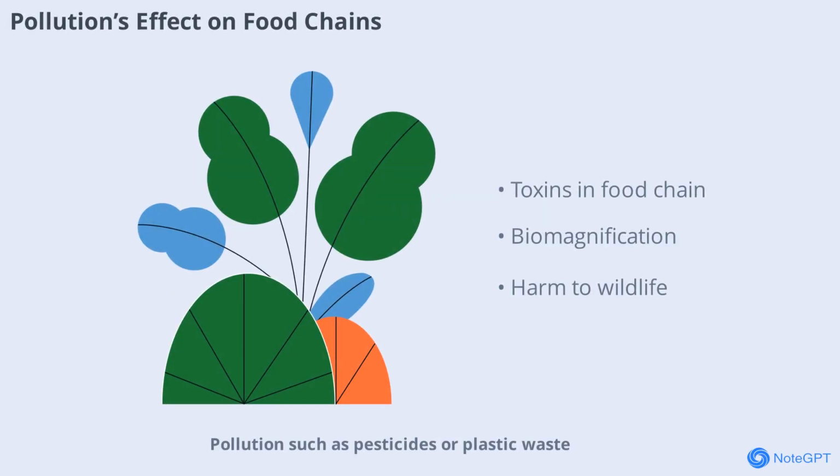Pollution, such as pesticides or plastic waste, can enter food chains and harm organisms at every level. Toxins can accumulate as they move up the chain, a process called biomagnification. This can have serious consequences for wildlife and humans alike. Reducing pollution is essential for healthy food chains.